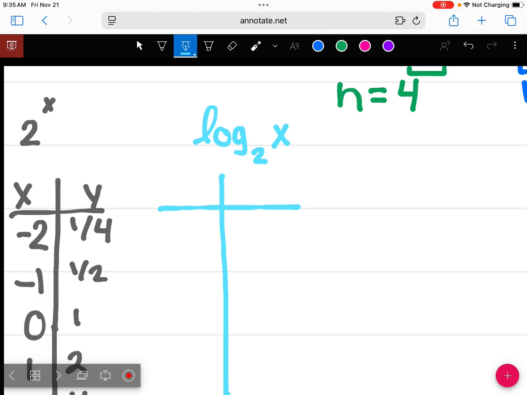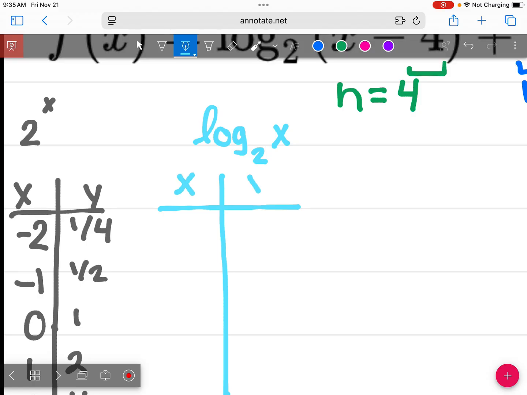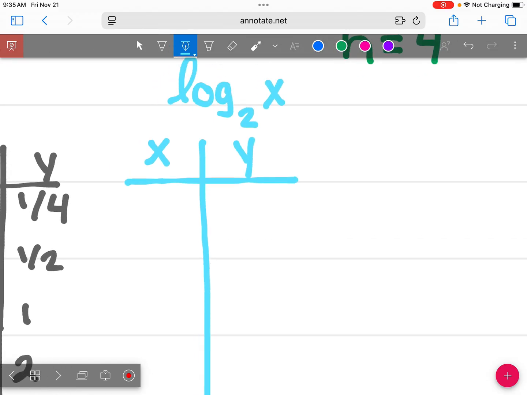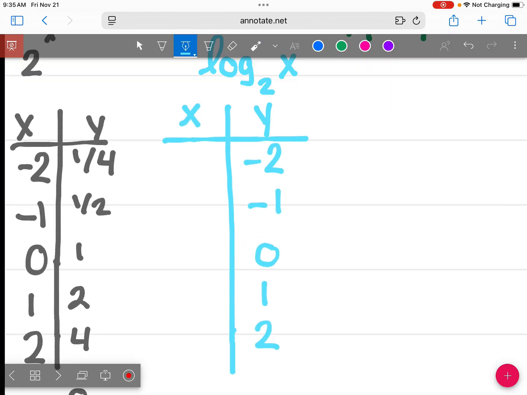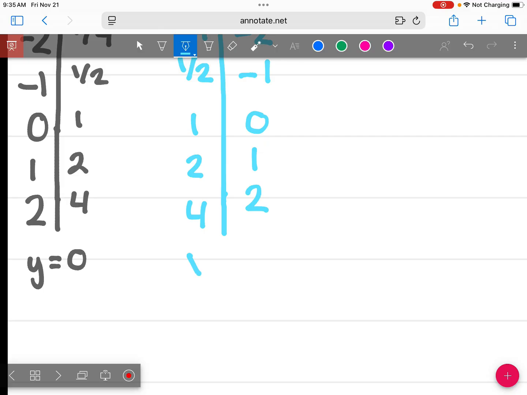So again, you don't have to write your 2 to the x if you don't need to. If you can come through here and go, well, that would be our -2, -1, 0, 1, and 2. That would give us 1/4, 1/2, 1, 2, and 4, and just fill in your columns backwards. That's totally okay. You don't have to put that information there. Logs have asymptotes where x equals. So our asymptote also switches to an x equals.